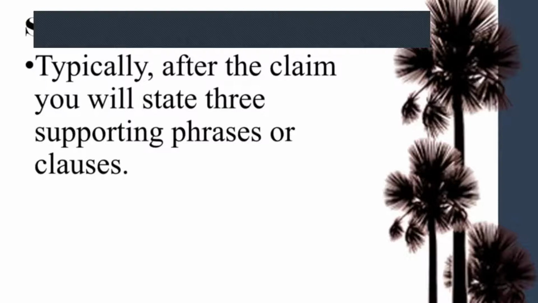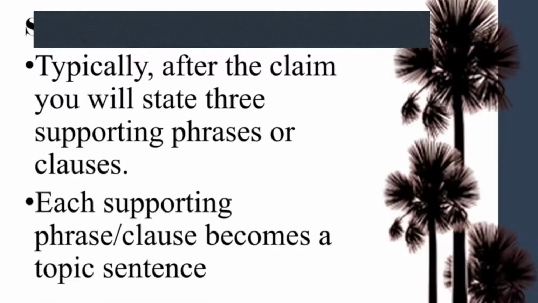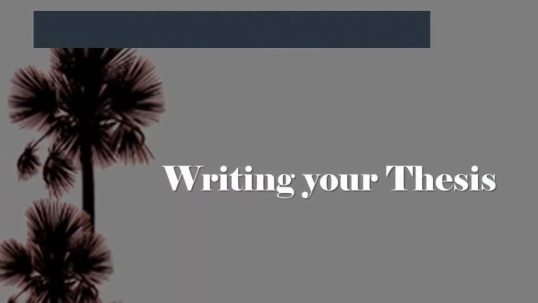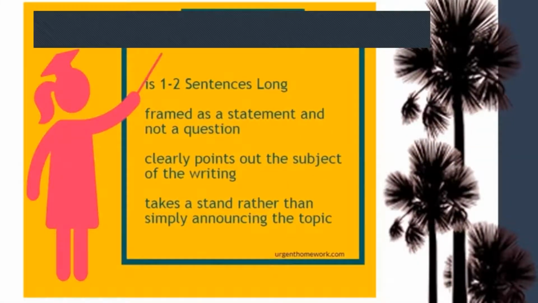When it comes to support, typically after the claim you will state three supporting phrases or clauses. Each supporting phrase or clause becomes a topic sentence in your essay. Remember, a great thesis statement is 1 to 2 sentences long, framed as a statement and not a question, clearly points out the subject of the writing, and takes a stand rather than simply announcing the topic.